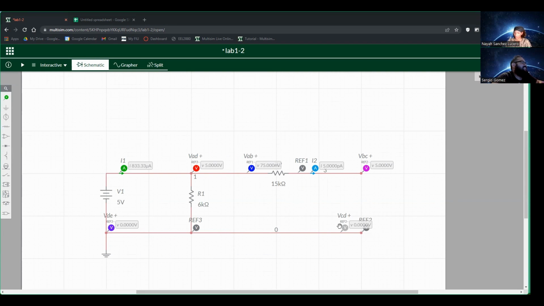And then the current I1 is measured as 833.33 microamperes, and this is because of the closed circuit. And even though it's a small number, it's actually 0.83 milliamperes, so there is current there. Unlike current 2, where it's an open circuit, so it's measured at 5 picoamperes, which is basically 0.